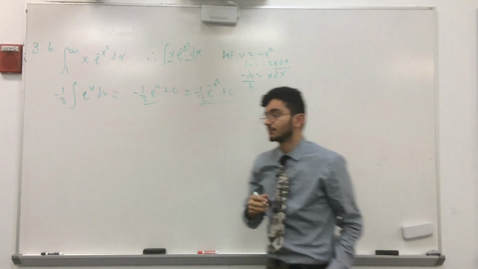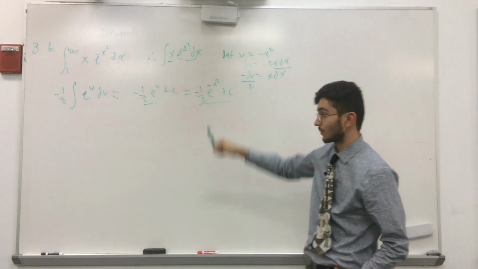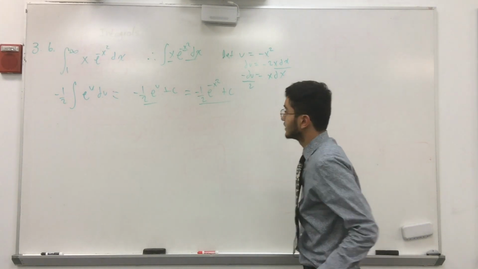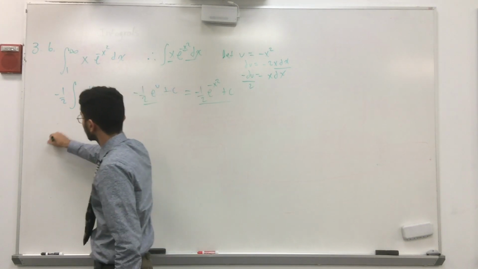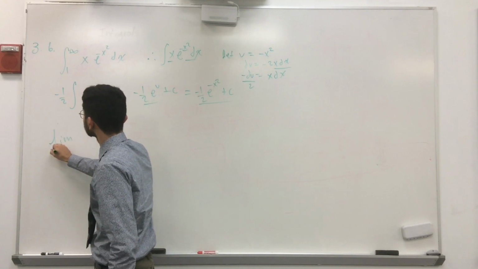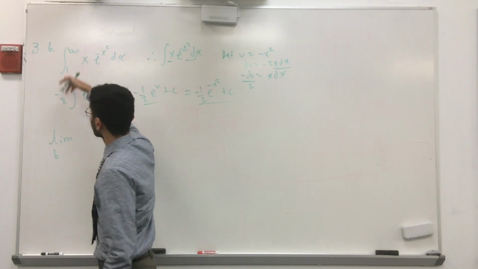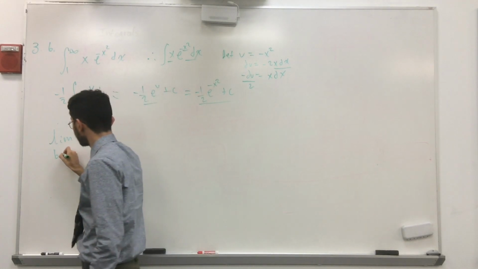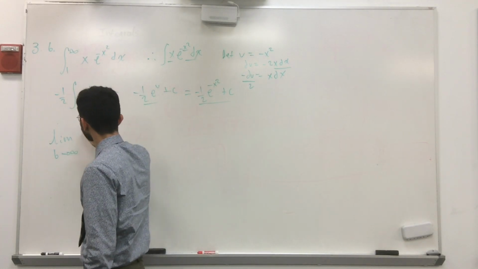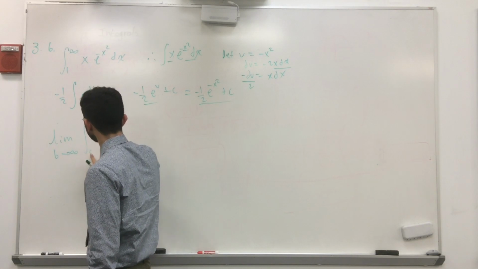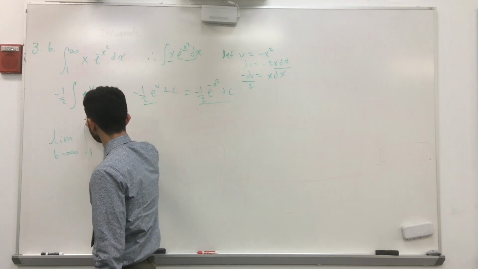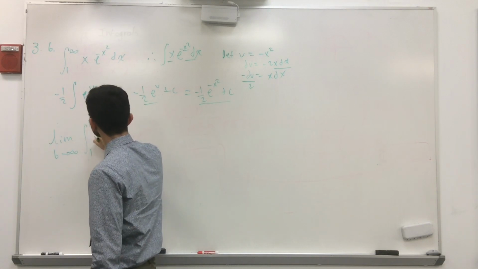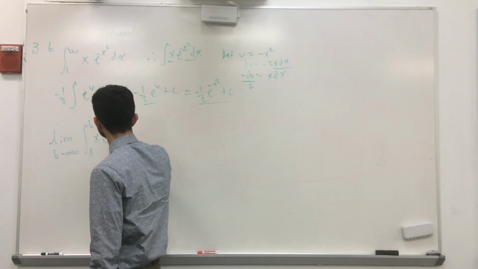This is the indefinite integral, but of course we're going to find the improper integral from 1 to infinity. So we have to take the limit. In this case, evaluating at infinity is not defined, it's indeterminate. So this is the limit as b goes to infinity of the integral from 1 to b of x e to the negative x squared dx.